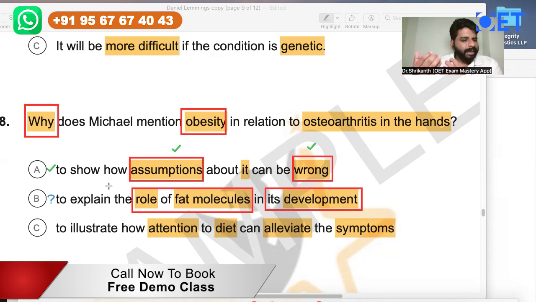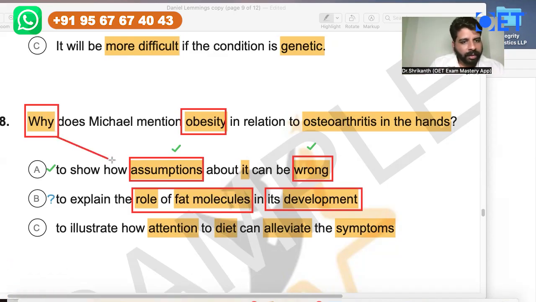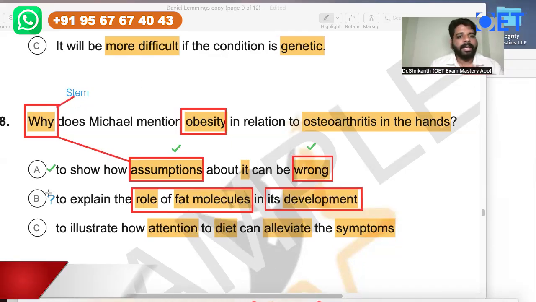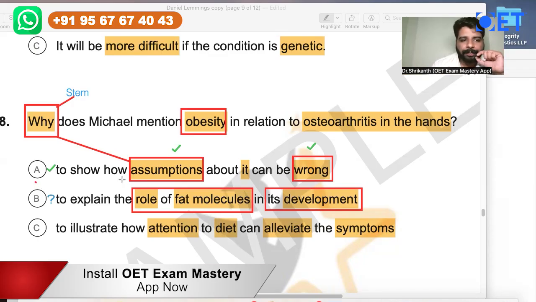So even though you may be tempted to choose B, you should make the connection to the why. The why is the question stem. Remember the question stem, which we should never forget. The stem is the reason. For that reason, even though you may be tempted to choose B because it is correctly mentioned, the answer is going to be option A.